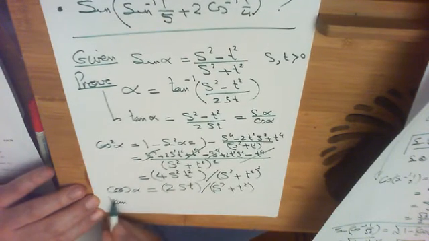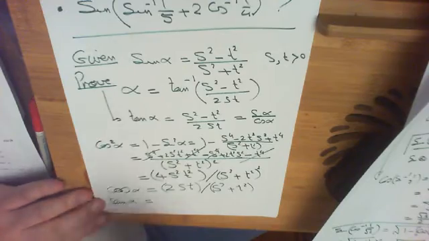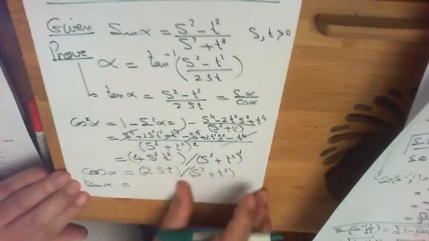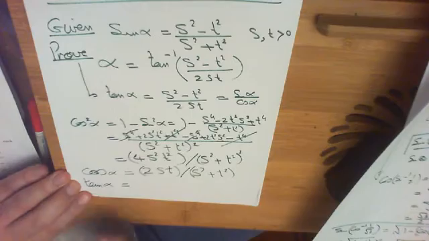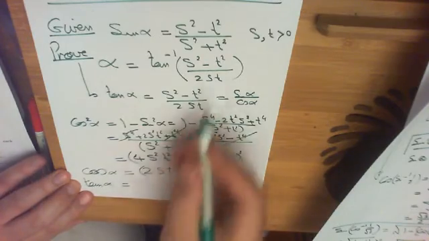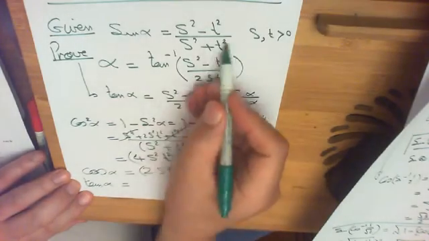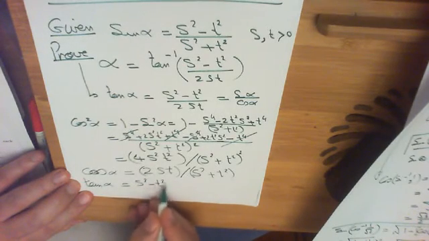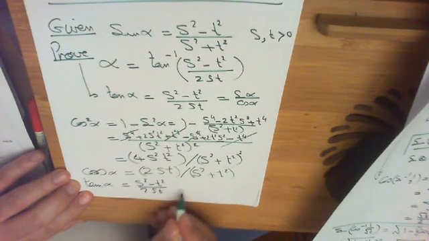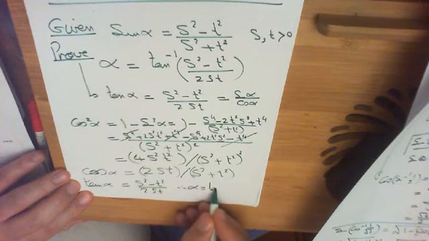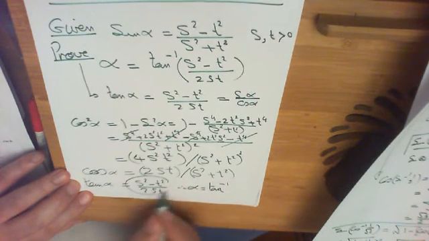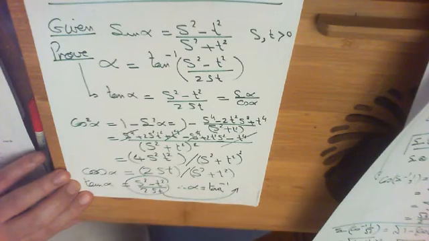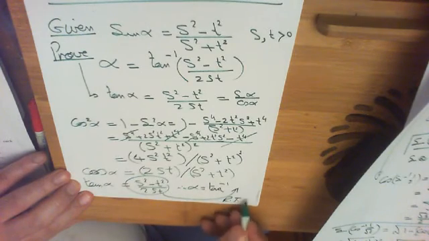So tan alpha is sine divided by cosine. This will be cancelled with this, and we have s squared minus t squared over 2st. Therefore alpha equals tan inverse of this quantity, which was required to be proved.